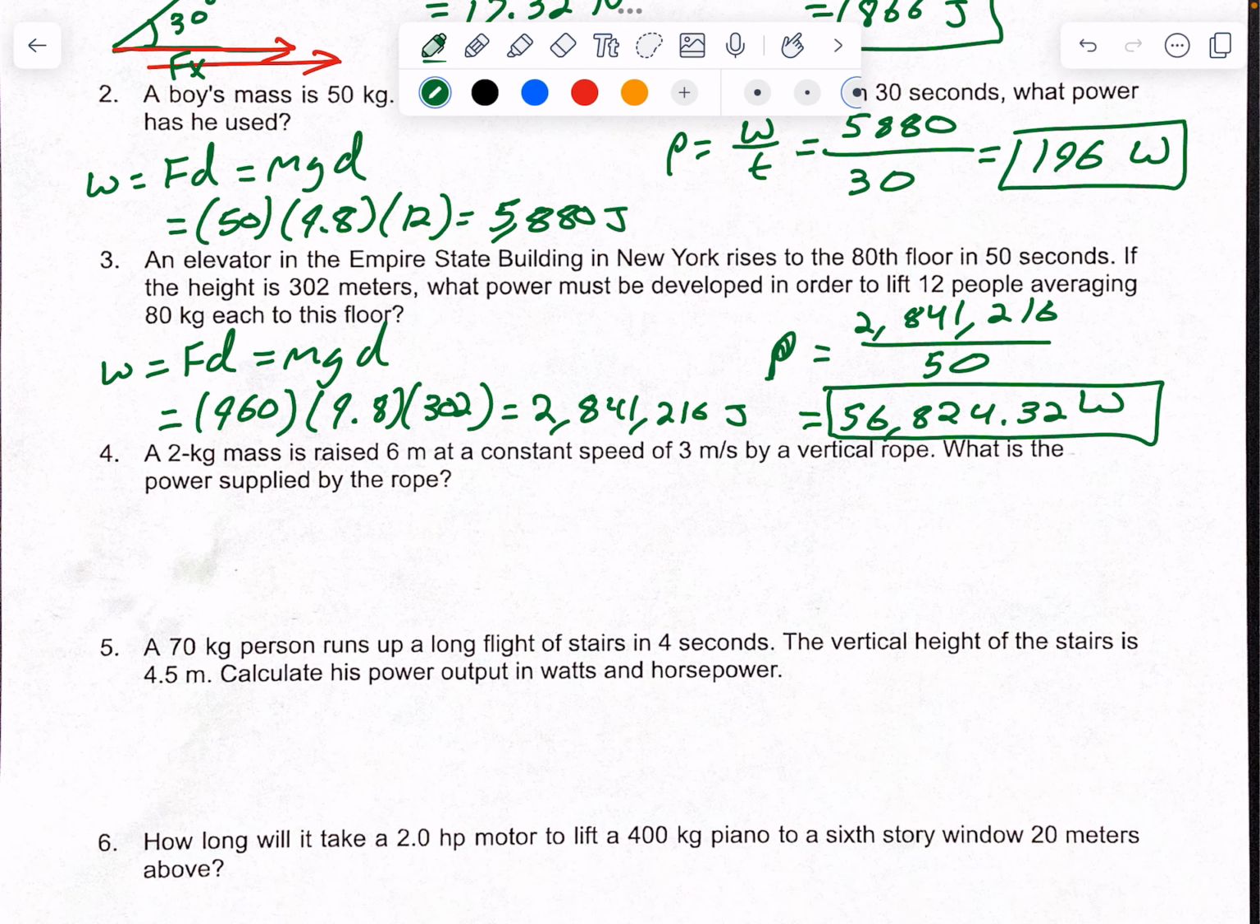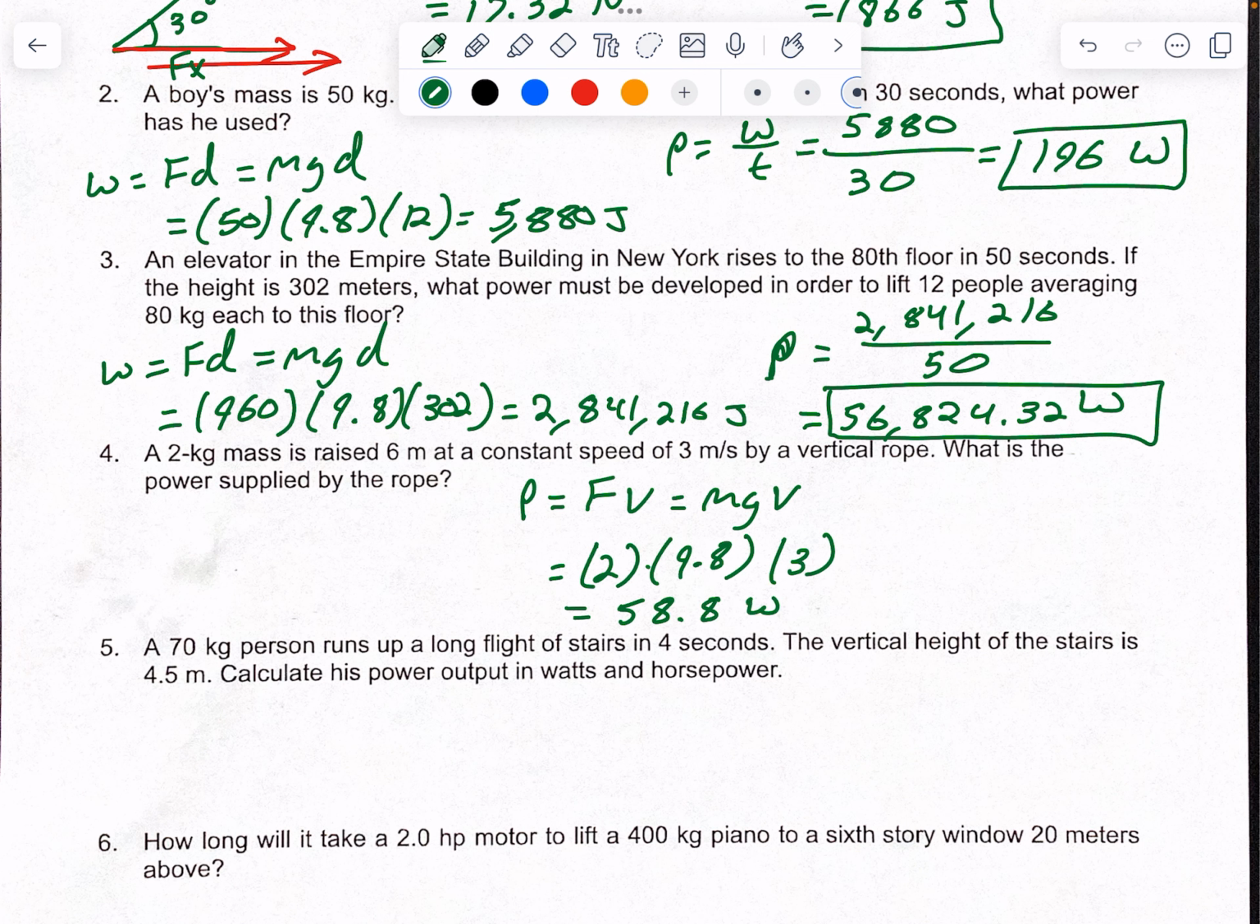Number 4: a 2 kilogram mass is raised 6 meters at a constant rate of 3 meters per second by a vertical rope. What is the power supplied by the rope? One thing we talked about is I have a mass, a distance, and a velocity. There are different ways to do this problem, but if I give you velocity, remember, power equals force times velocity. In this case, we're lifting something, so force would be mass times gravity, and then multiply that by our velocity. You take your mass, 2, gravity, 9.8, and your velocity, 3. So you get 58.8 watts.